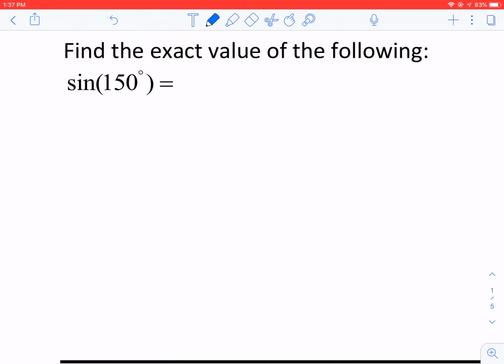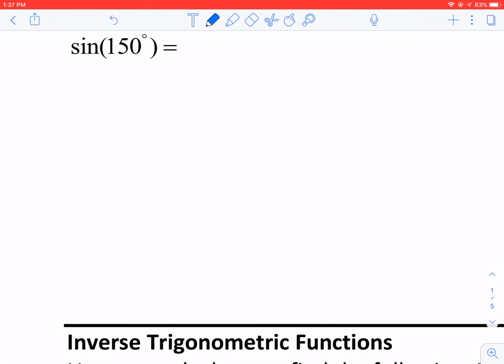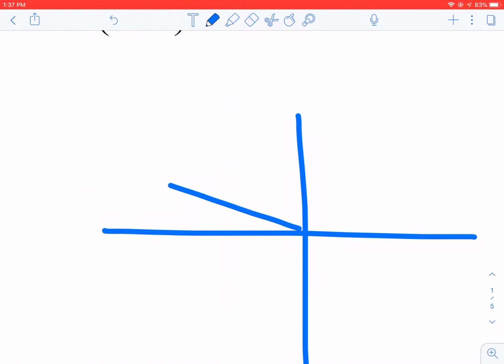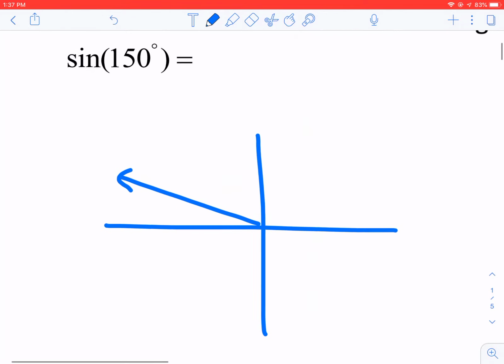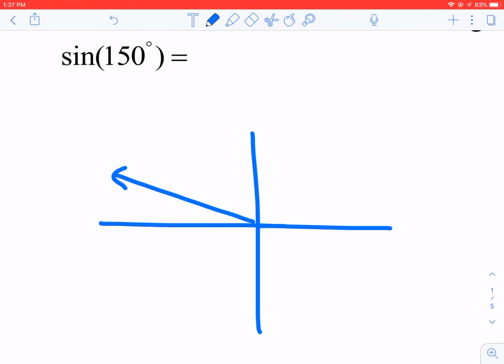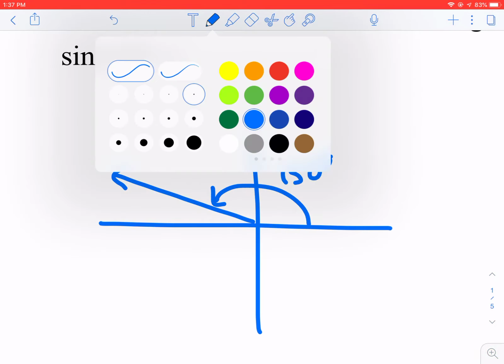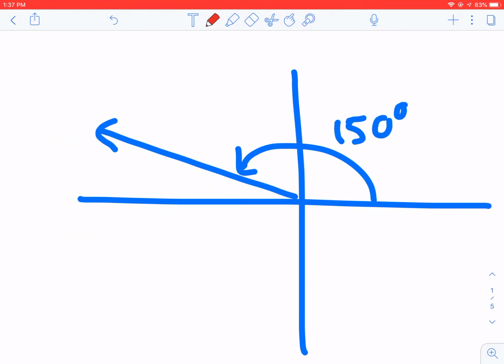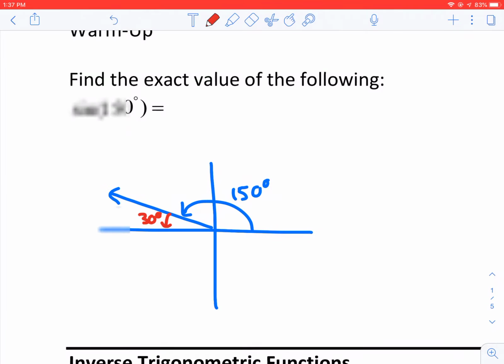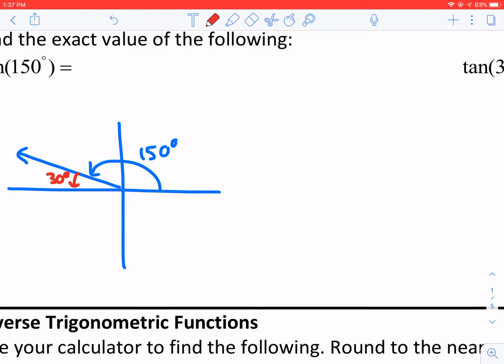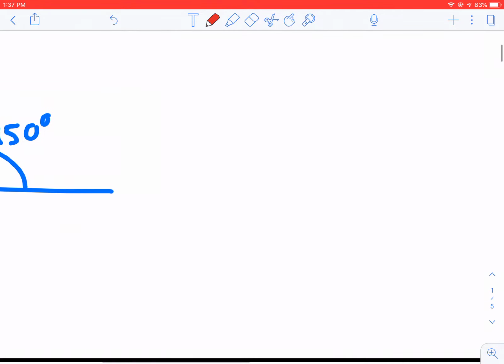So let's find the exact value of sine of 150, and I'm just going to show you a thorough way to do this. We can draw the terminal side of our angle. The initial side always starts on the positive x-axis here. So that is 150 degrees, which means our reference angle, how much more do we need to get to 180? That is 30 degrees. All right, so what is the sine of 30 degrees in other words?